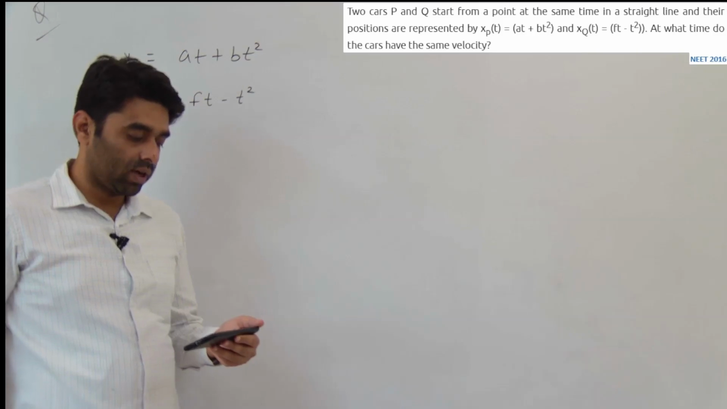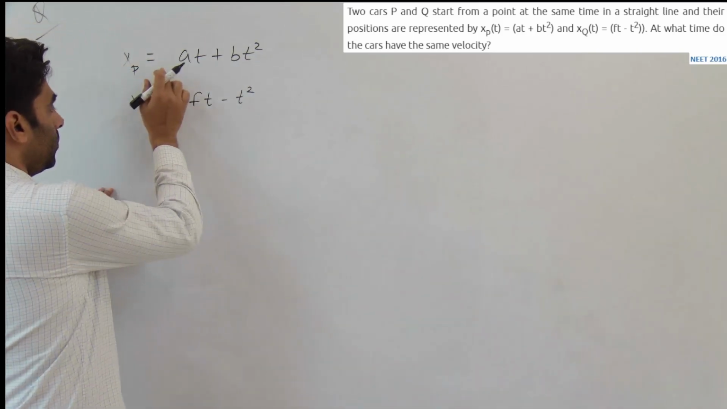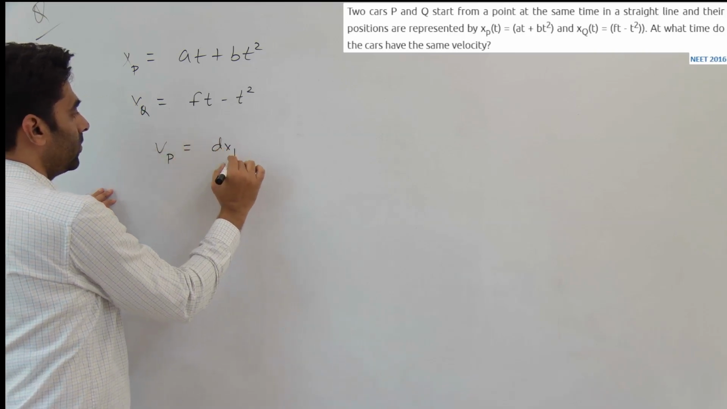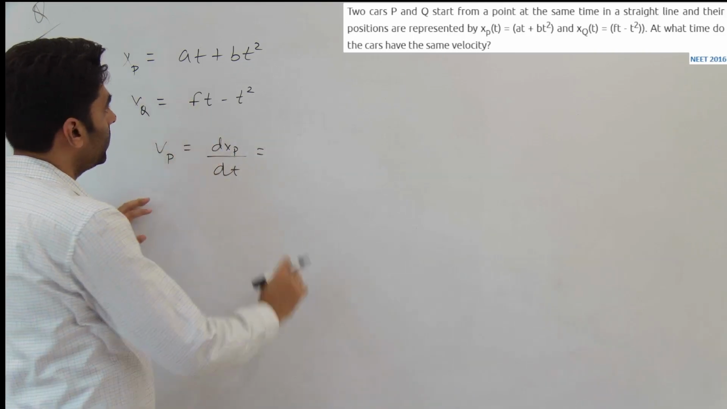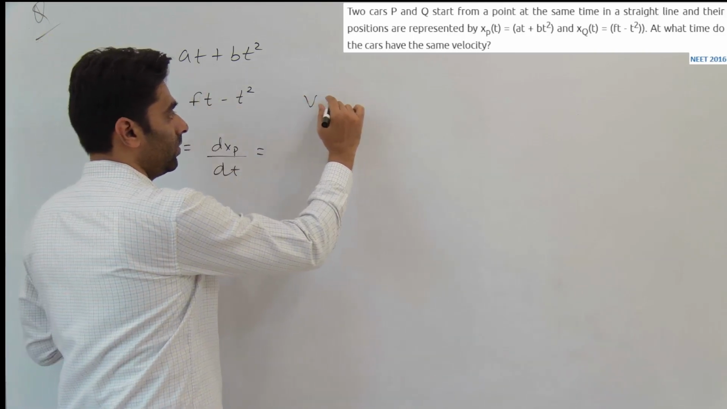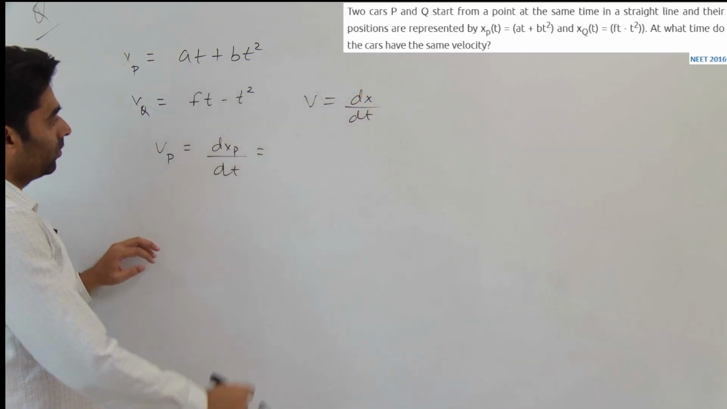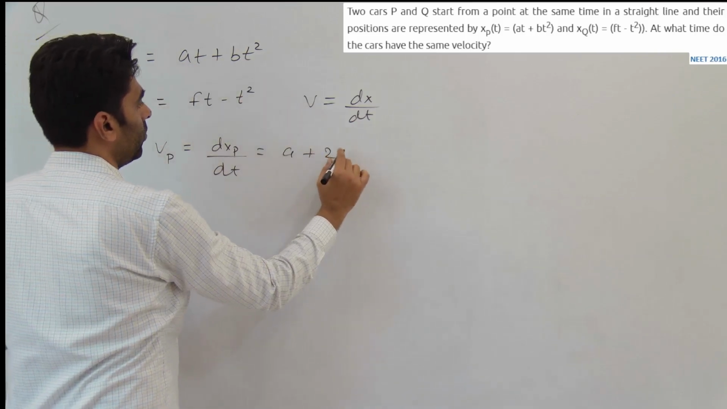At what time do the cars have the same velocity? This is the position of P. If we want to find the velocity of P, it will be dxp/dt. If we differentiate it, what do we get? I hope everyone knows this: velocity is nothing but dx/dt, the rate of change of position. So if we differentiate, we get a + 2bt.